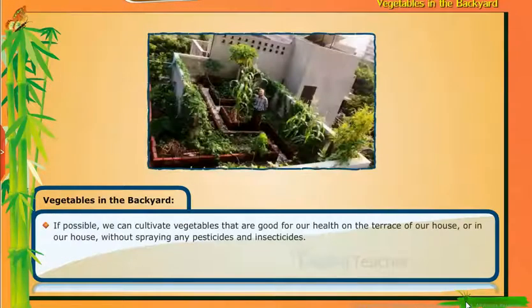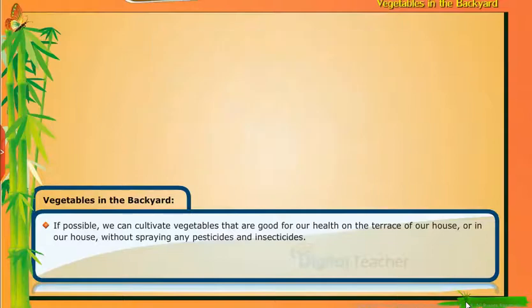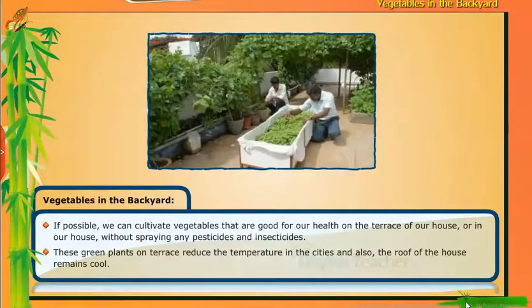If possible, we can cultivate vegetables that are good for our health on the terrace of our house or in our house without spraying any pesticides and insecticides. These green plants on terrace reduce the temperature in the cities and also the roof of the house remains cool.